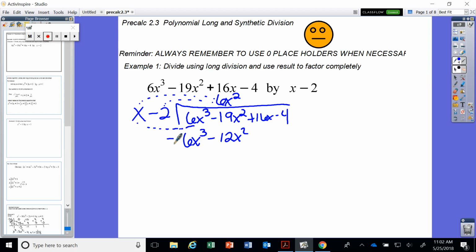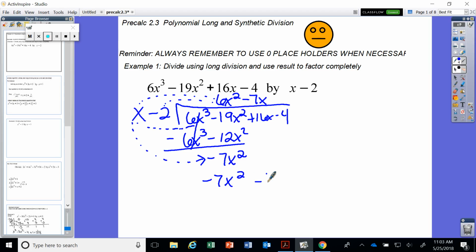Okay. Then you want to subtract these two on out because these will cancel. A negative minus a negative ends up being negative 19 plus 12 for negative 7x squared. So now here's our next term. So once again, you want to ask yourself, how many times does x divide into negative 7x squared? Okay, and so we see that goes in negative 7x times.